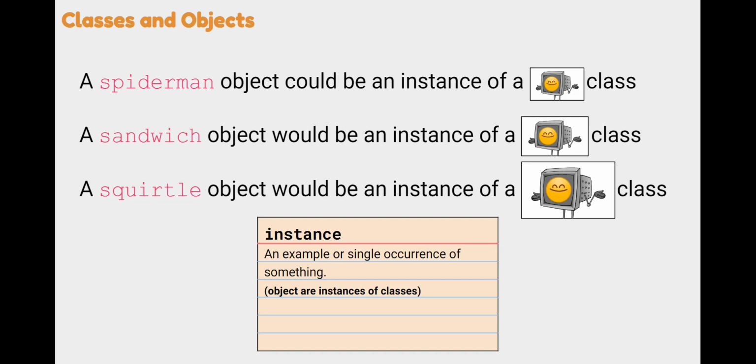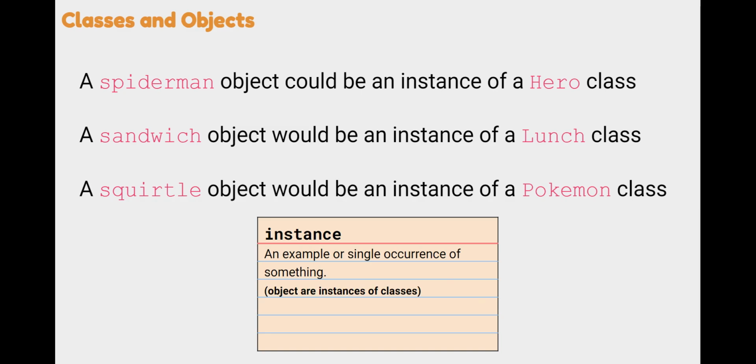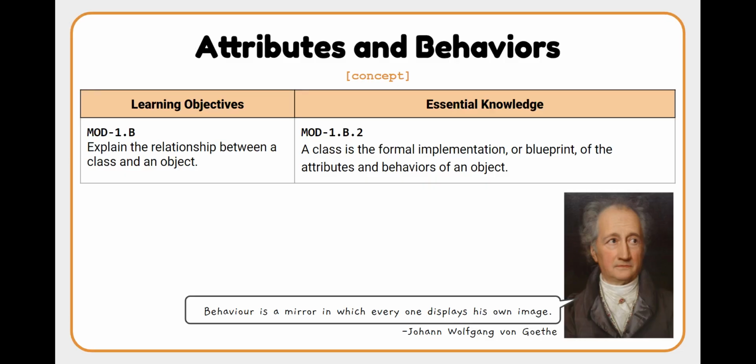Looking at that sentence a little differently, now we have the object and we need to decide what overarching class it belongs to. So a Spider-Man object could be an instance of a hero class. A sandwich object could be an instance of a lunch class. And a Squirtle object could be an instance of a Pokemon class. Our next concept is about attributes and behaviors, and we're working on that same learning objective, explain the relationship between a class and an object.